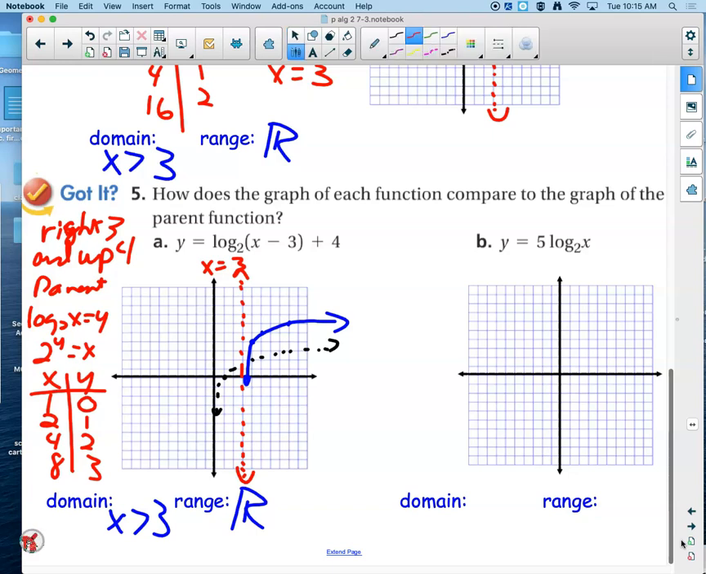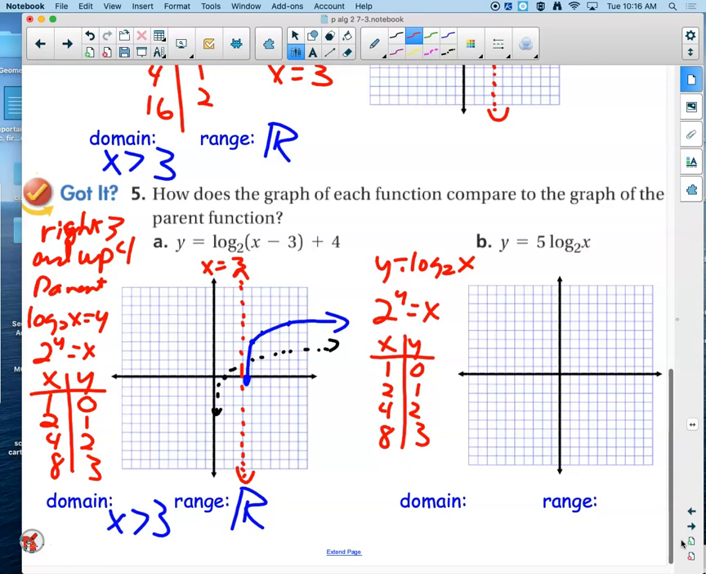So let's see. This would be parent function, y equals logarithm base 2 of x, so we'd still do 2 to the y equals x. We would still get this exact same table. Sorry I'm going through that kind of fast, but does everybody see that the base is exactly the same as the problem we just did? Yeah. So now I have to think, well, what do I do with the 5?